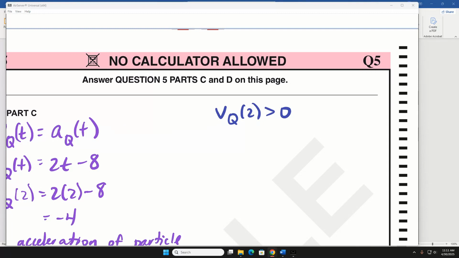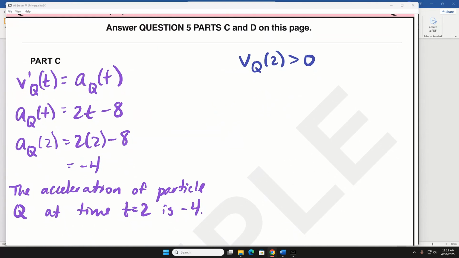So what do you guys think? Our acceleration is negative 4, our velocity is positive? It's decreasing. Yes, good job. Now this is somewhat an old question. I know 2015 doesn't feel like that long ago for me, but it is. So it talks about, is the speed increasing or decreasing or neither? I feel like more updated wording they like to use is, is the particle speeding up or slowing down? So that's just a different way to ask the same question.